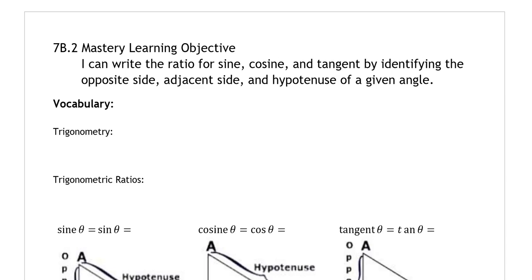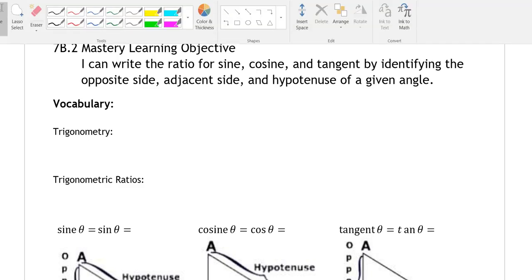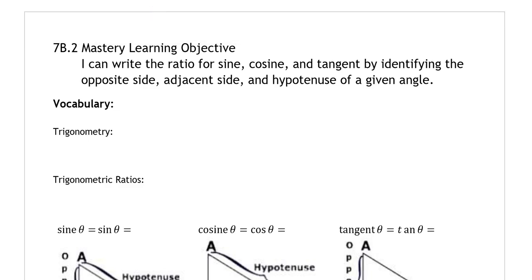All right, we are now looking at 7b.2. Our MLO is, I can write a ratio for sine, cosine, and tangent by identifying the opposite, adjacent, and hypotenuse of a given angle. Our new things that we're really looking at is the sine, cosine, and tangent. And again, what we learned today is going to be used throughout the rest of the unit.